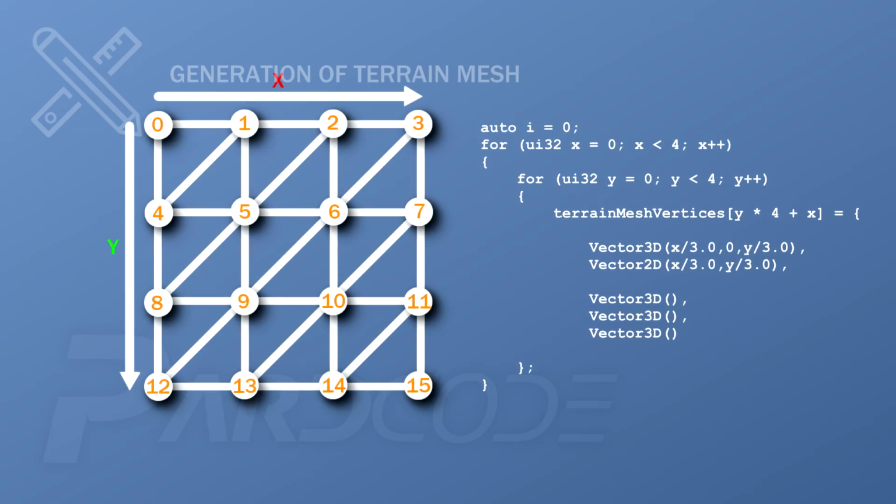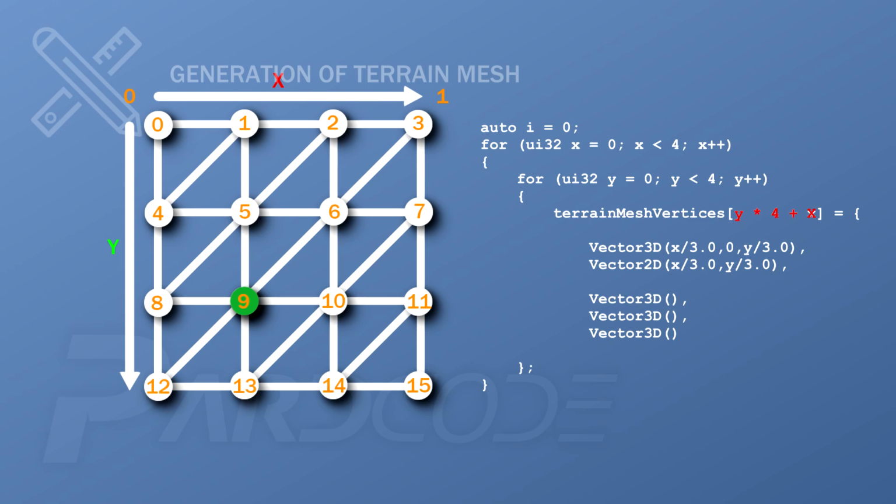For each vertex along the x-axis and for each vertex along the y-axis, we have to place the data of a vertex inside the list of vertices, that, as we have seen a few moments ago, should be a list of 16 vertices. But in what position should we place the vertex precisely? Let's try to compute the position of the 10th vertex. Such a vertex must be placed in the y per 4 plus x position.